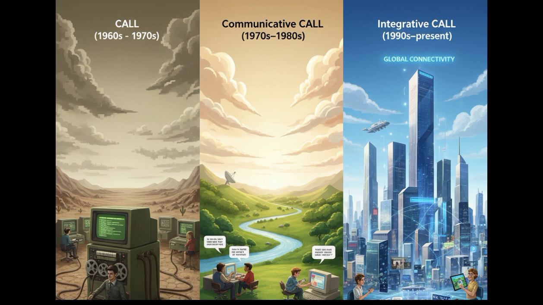Instead of just drills, learners were given tasks that required them to use language actively. For example, a program might simulate a conversation in a restaurant where the learner has to order food, or a situation where the learner asks for directions in a city. These activities encourage learners to produce language, not just recognize it. The computer became a tool to practice speaking, listening, reading, and writing in ways that were closer to real communication.